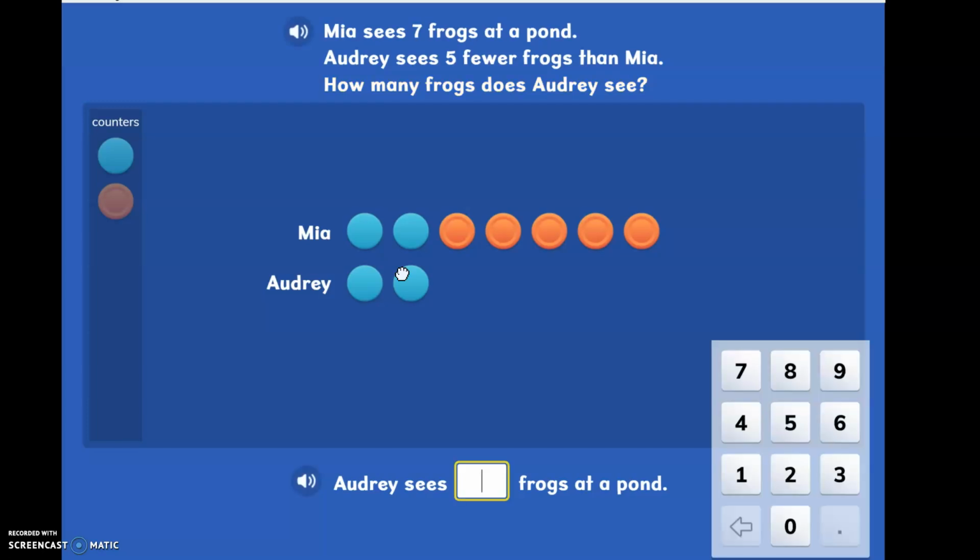So in your head, you could put this in a subtraction sentence of 7 minus 5. Mia sees 7 frogs at the pond. Audrey sees 5 fewer. So you could take those 5 away. And then looking at the picture, we can see that there are 2 frogs that Audrey sees.